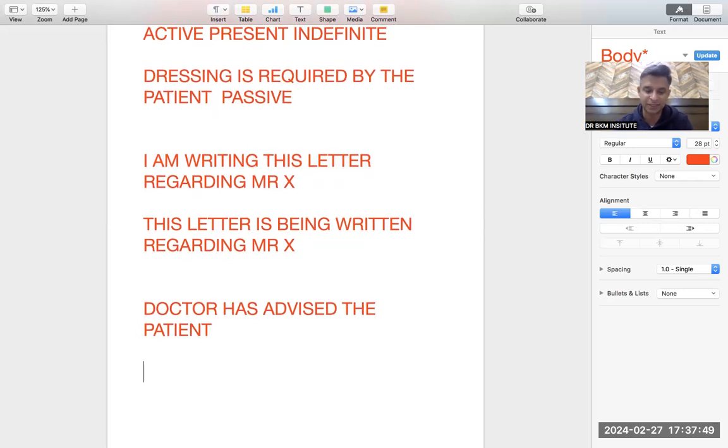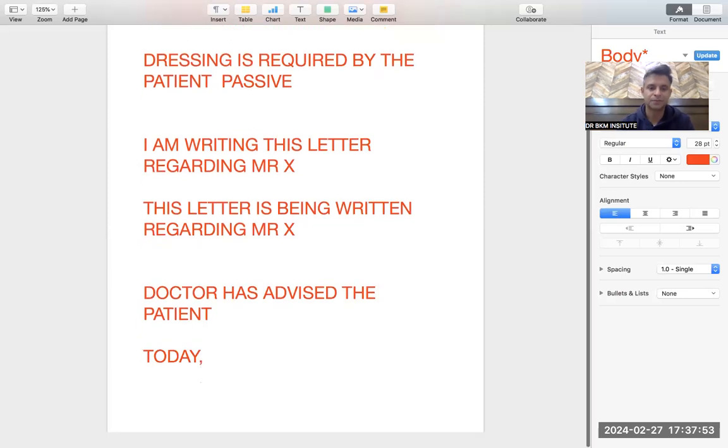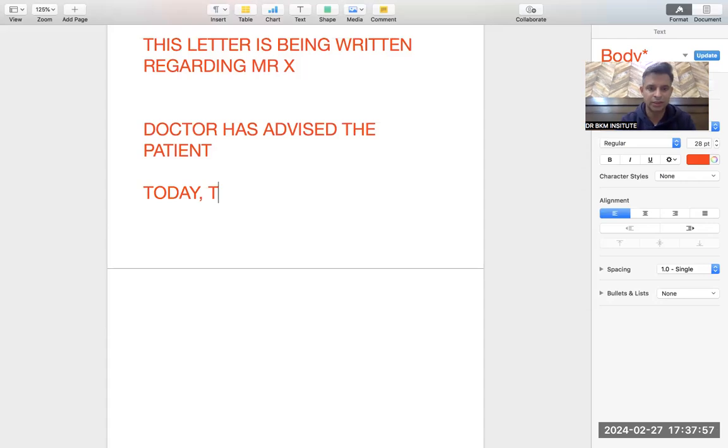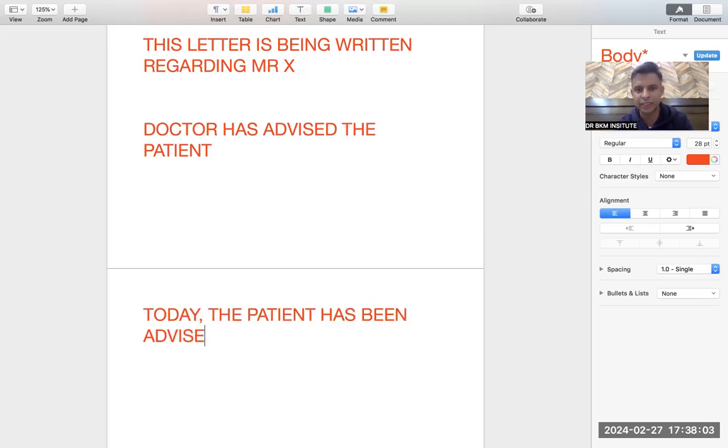The doctor has advised the patient, when we put today's visit, today, the patient has been advised to take rest. This is what we do in today's visit. They both are same. It is just the method of writing it.